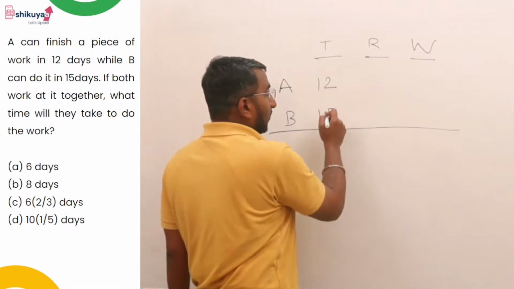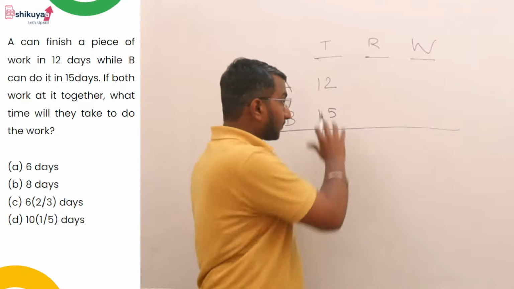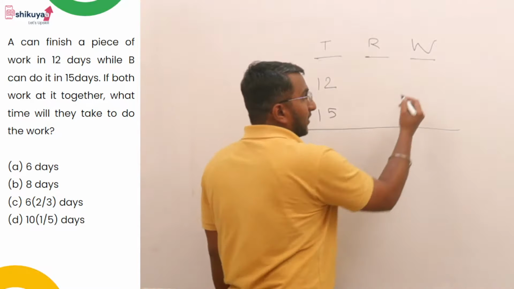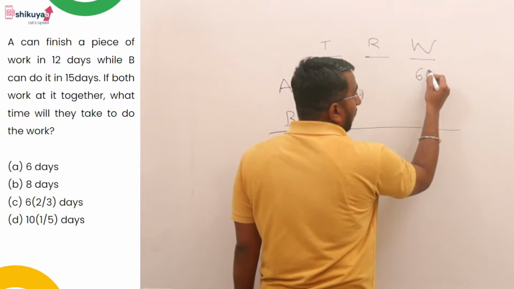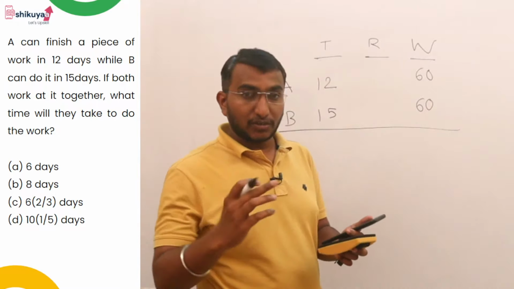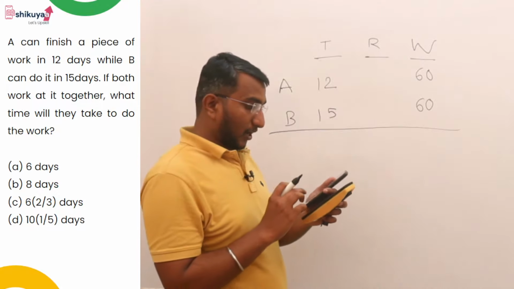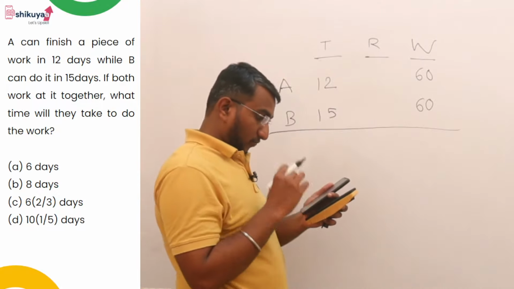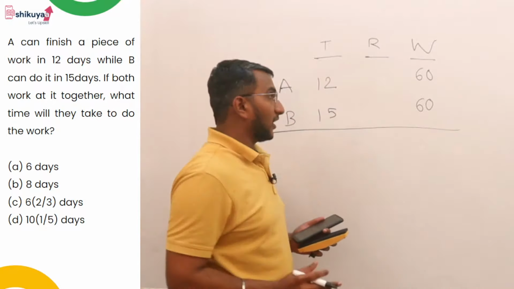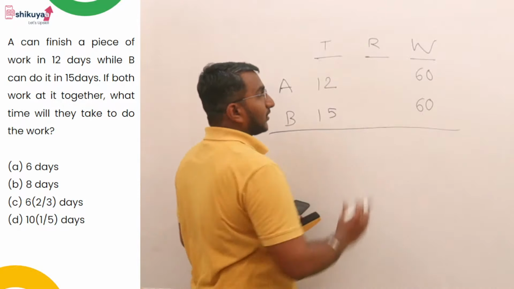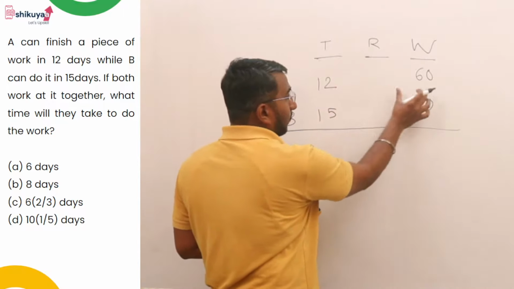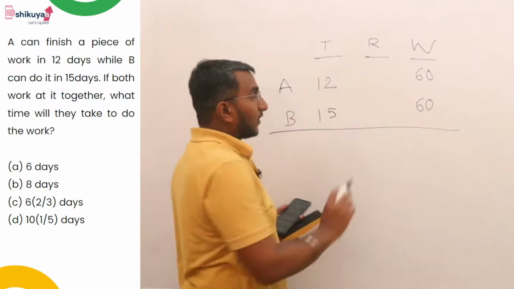I'll assume the work done to be the LCM of these two numbers. What is the LCM of 12 and 15? The LCM is 60. How do you find the LCM of any given numbers? Quickly find the largest number out of the given numbers, then find the closest multiple of it that all the remaining smaller numbers divide into. So 60 is the LCM of both of these. Now I have the time of both of them and the work done of both of them. Now I have to calculate the rate.